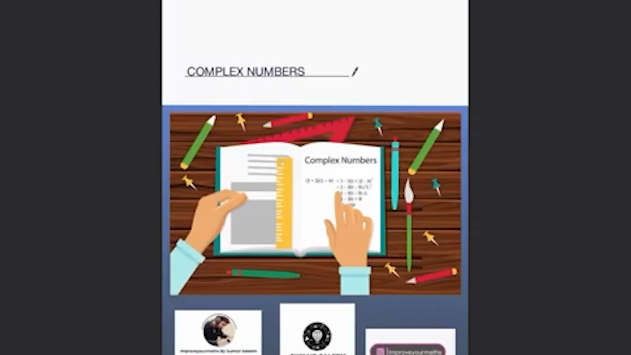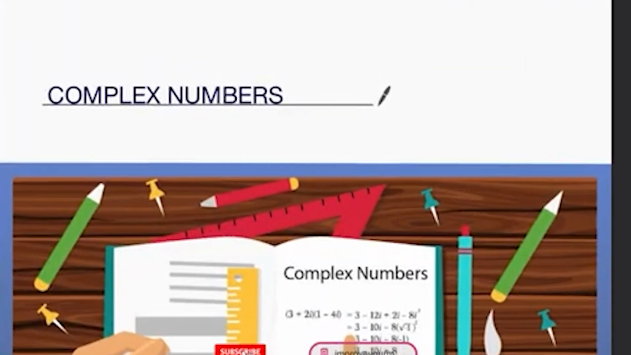Hi guys, in today's lesson, I'm starting with complex numbers. So let's begin with it.